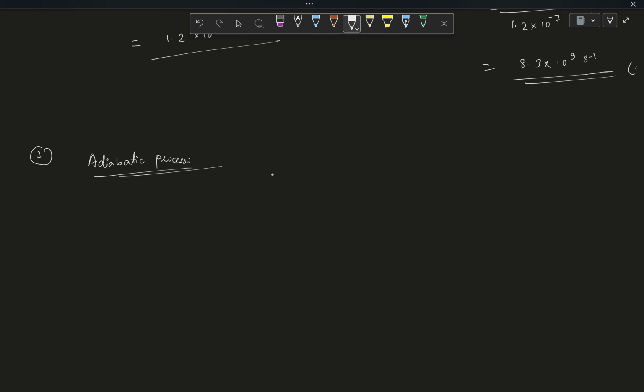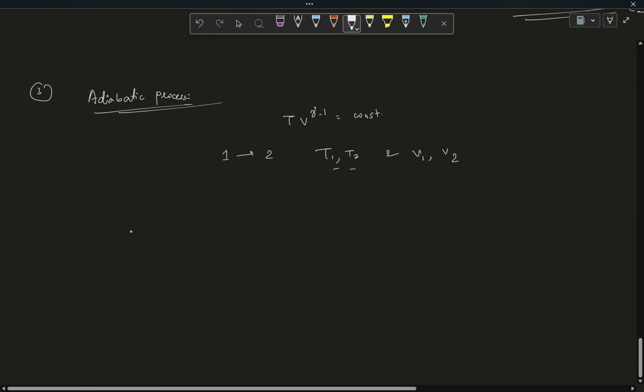So adiabatic processes are basically what? That TV to the power gamma minus 1 equals a constant, right? Where gamma is the specific heat ratio. So going from state 1 to state 2, if the temperatures are T1 and T2 and the volumes are V1 and V2, then according to this equation you have this product as constant.